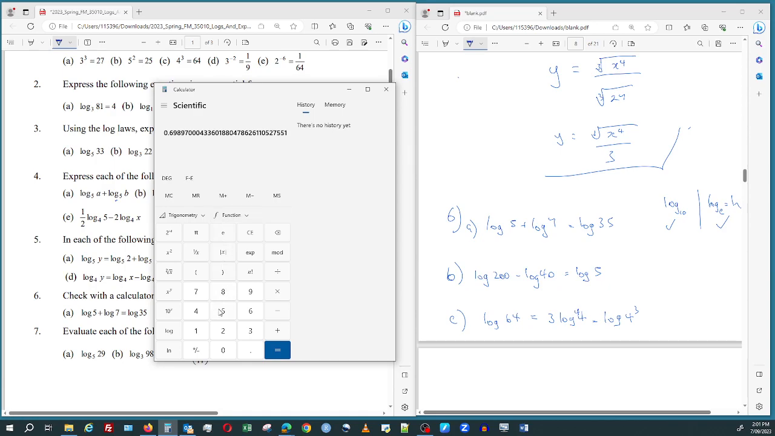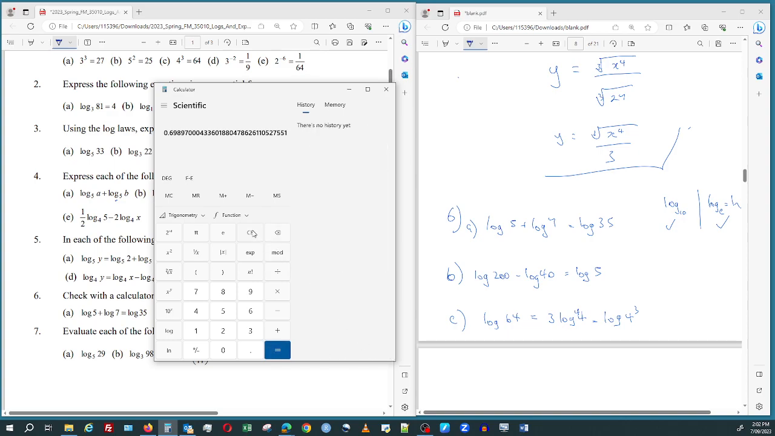Now we're doing log 200 minus 40 log is equal to 0.698, then memory recall. Same thing. Now this time I'm going to change this into its other form. It'll be 200 divided by 40. So 200 divided by 40 is 5. But guess what it's going to be? Memory recall, same number. Okay?